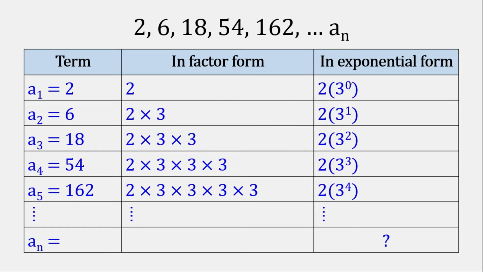Now, let's compare the exponent of the common ratio to the subscript of each term. So if it is 3, then the exponent is 2. So it's always less than the subscript by 1. If it is 1, the exponent is 0. 2, it is 1. And 3, it is 2. And the pattern continues. We consider a sub n to be the term, with n as the subscript. We can say that the formula in exponential form is 2 multiplied by 3 raised to n minus 1, because the exponent is always less than n by 1.